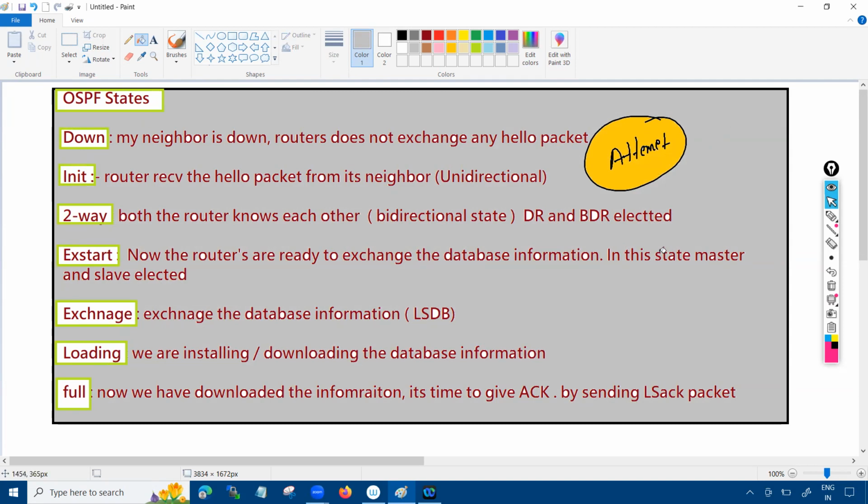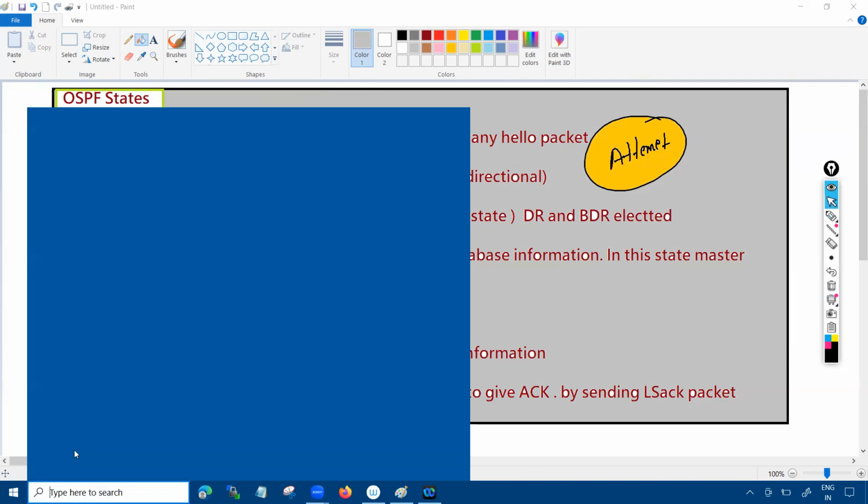Don't confuse one thing, it's very important to all of you. OSPF states are totally different from the interface states. In the OSPF interface states, you will have a down state, a point-to-point state, a DR, a BDR, and a DROther. Anything else? Down, point-to-point, DR, BDR, DROther. One more was there. Okay, let me check, I have the RFC open.